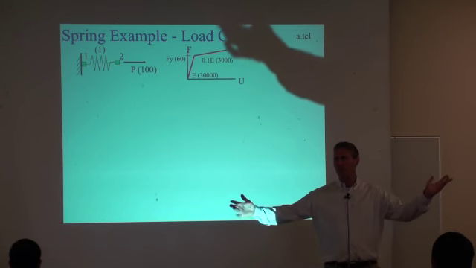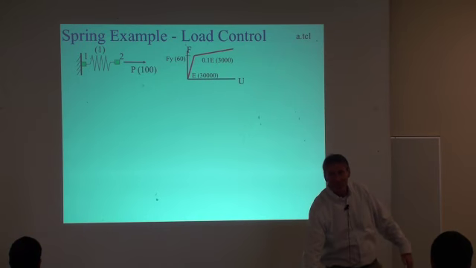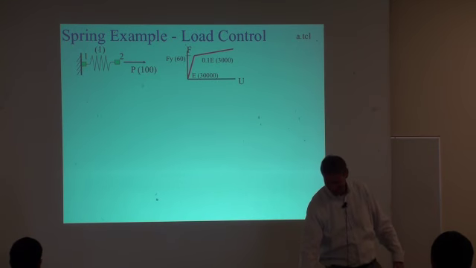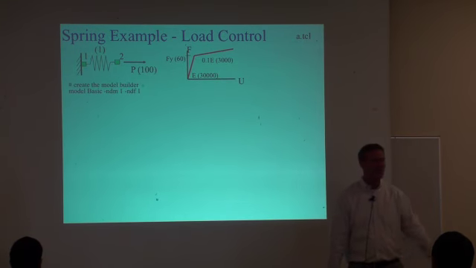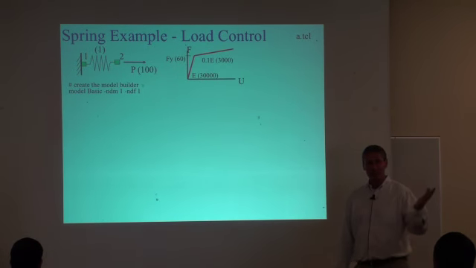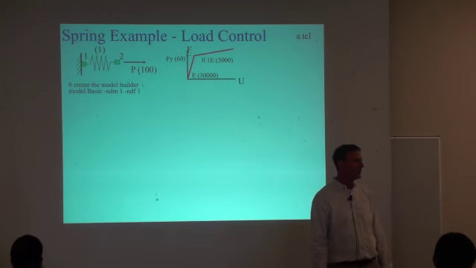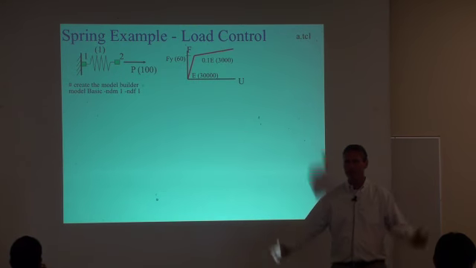So what's the first command we're going to use? The first command we issue is the model command. Model is basic, ndm is 1, ndf is 1. We've got one spatial dimension, and there's 1 degree of freedom at the nodes. Okay?